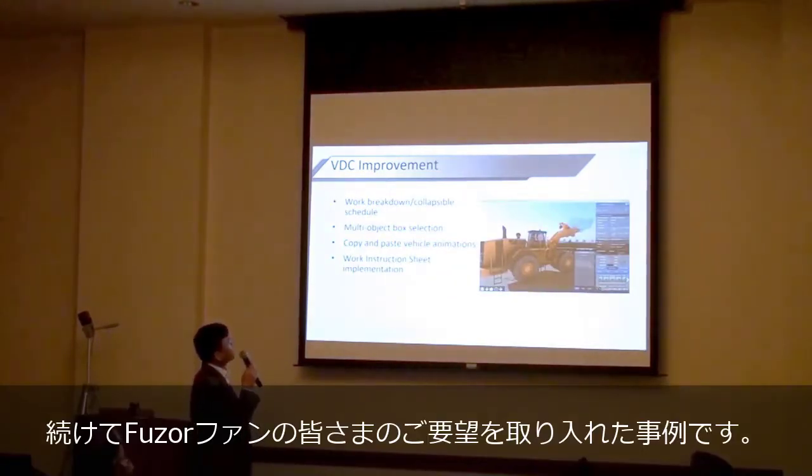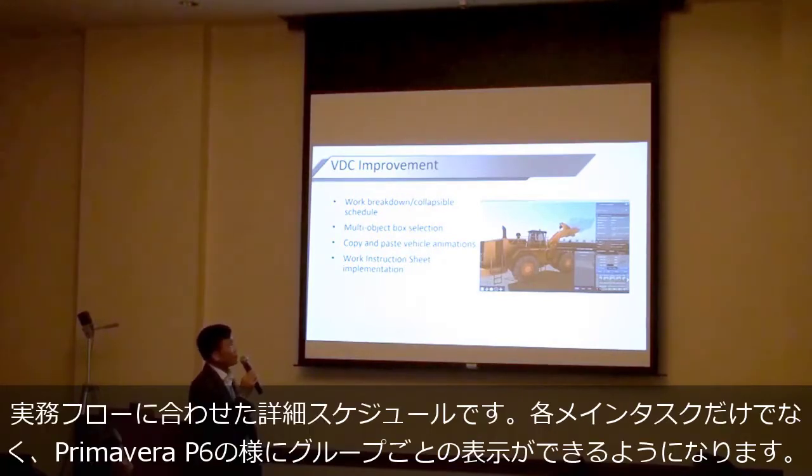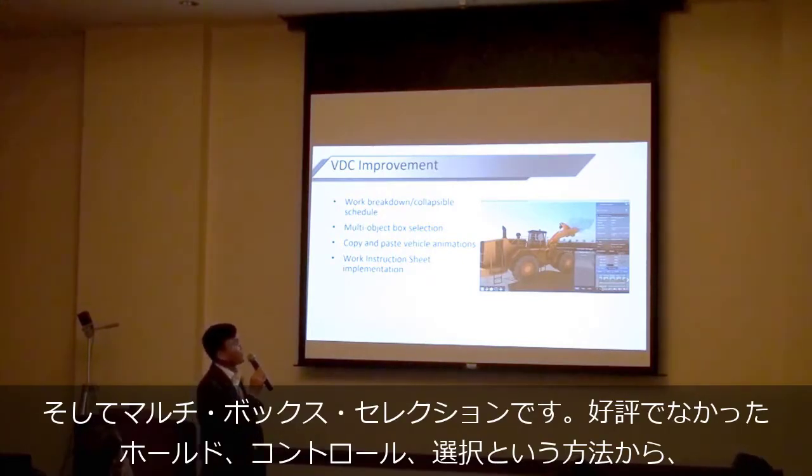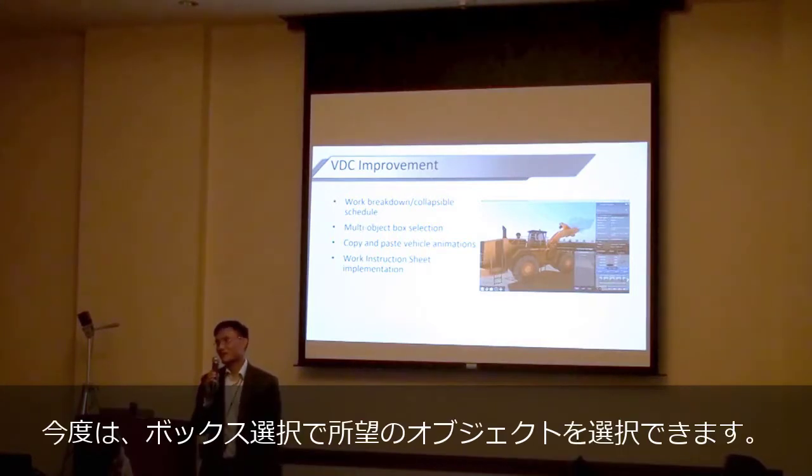Okay, moving on. We also take our fan suggestions. We now have the work-life breakdown schedule. So instead of just one main task, now you can schedule just like in P6 Primavera. They have that, and we naturally would display that correctly. And of course, the multi-box selection. A lot of people don't like to hold down the control key and select. Now you can just scrub over, and it will select all the objects you have.